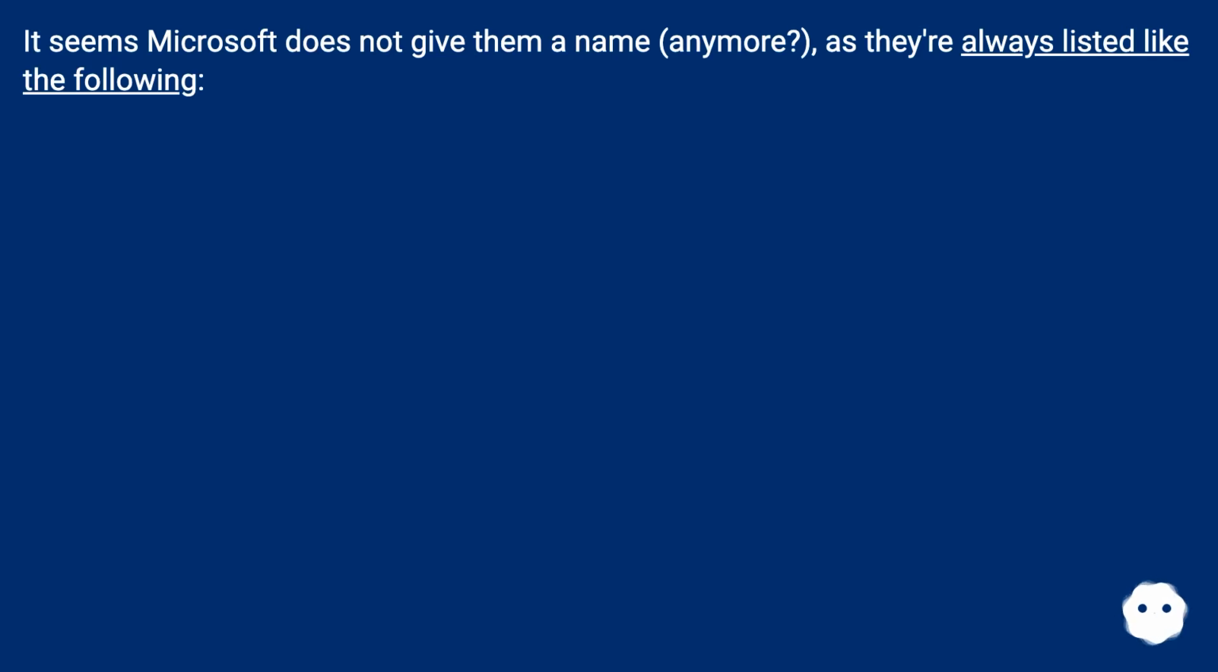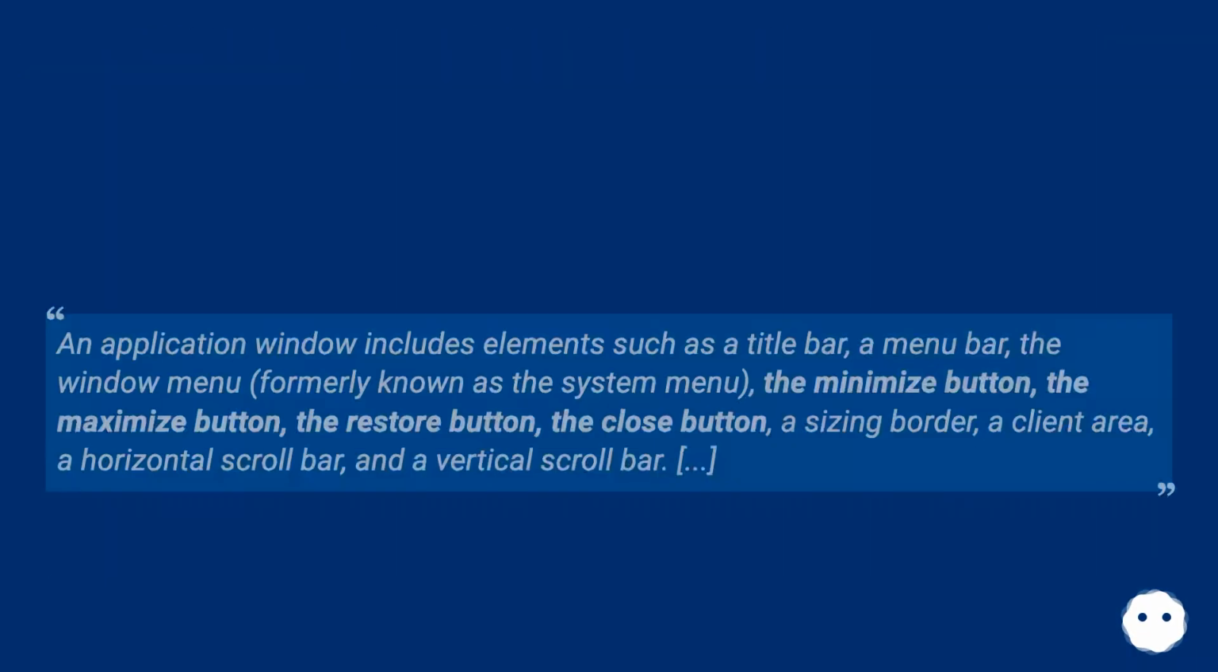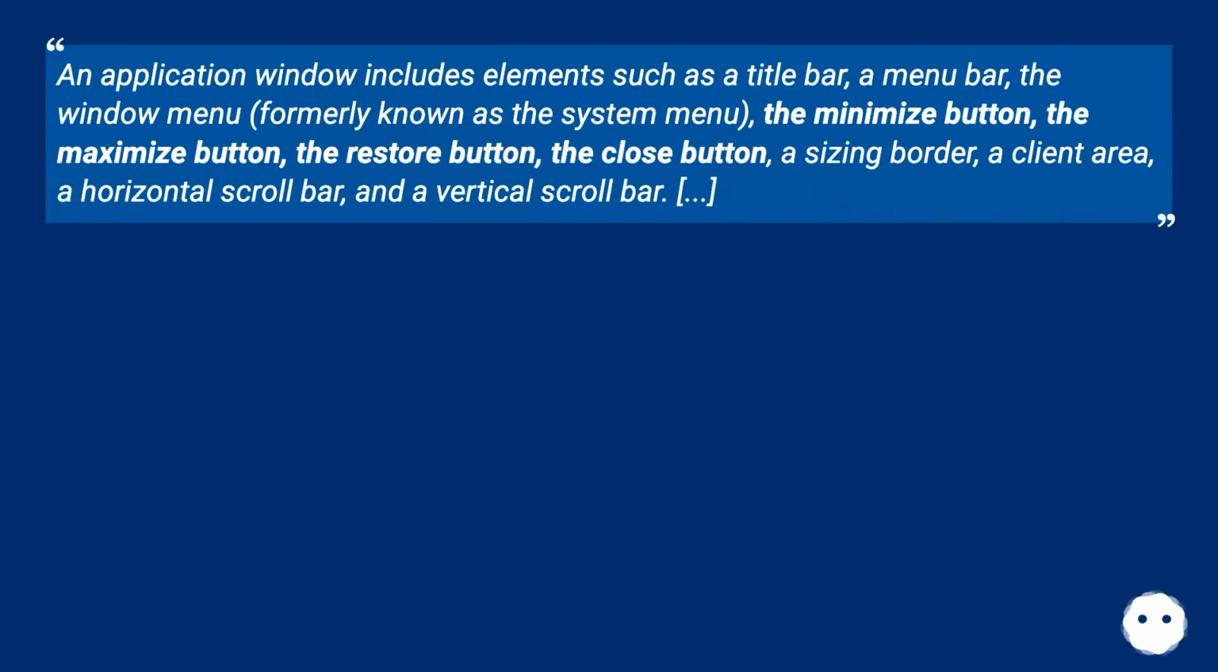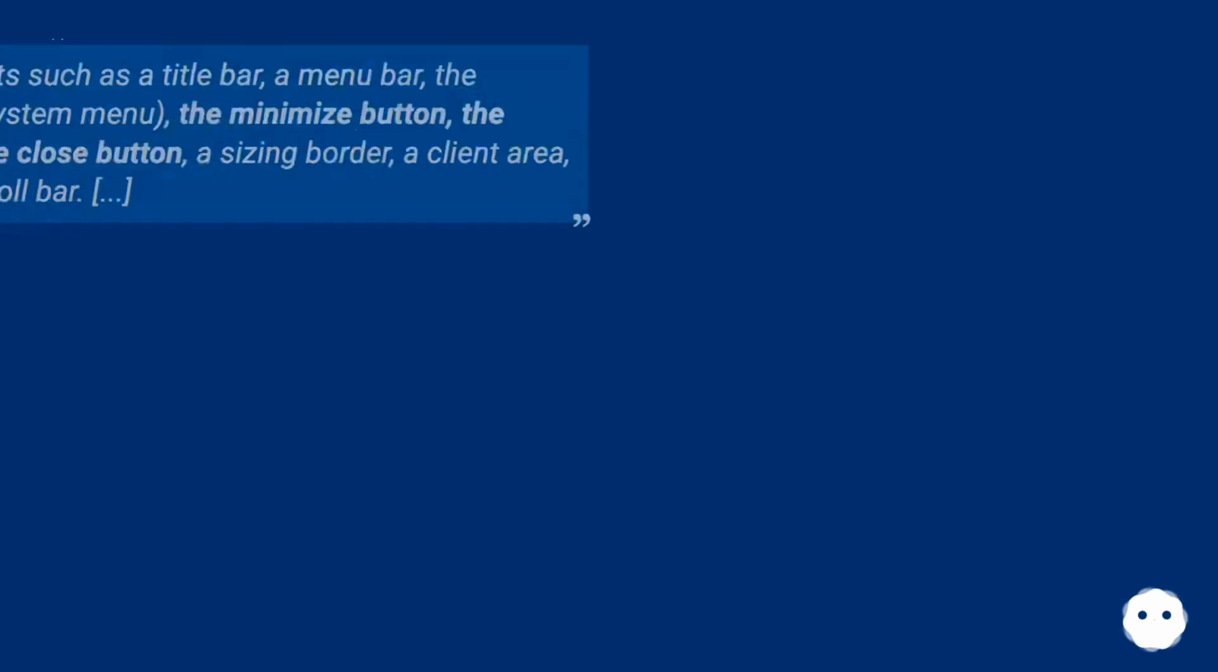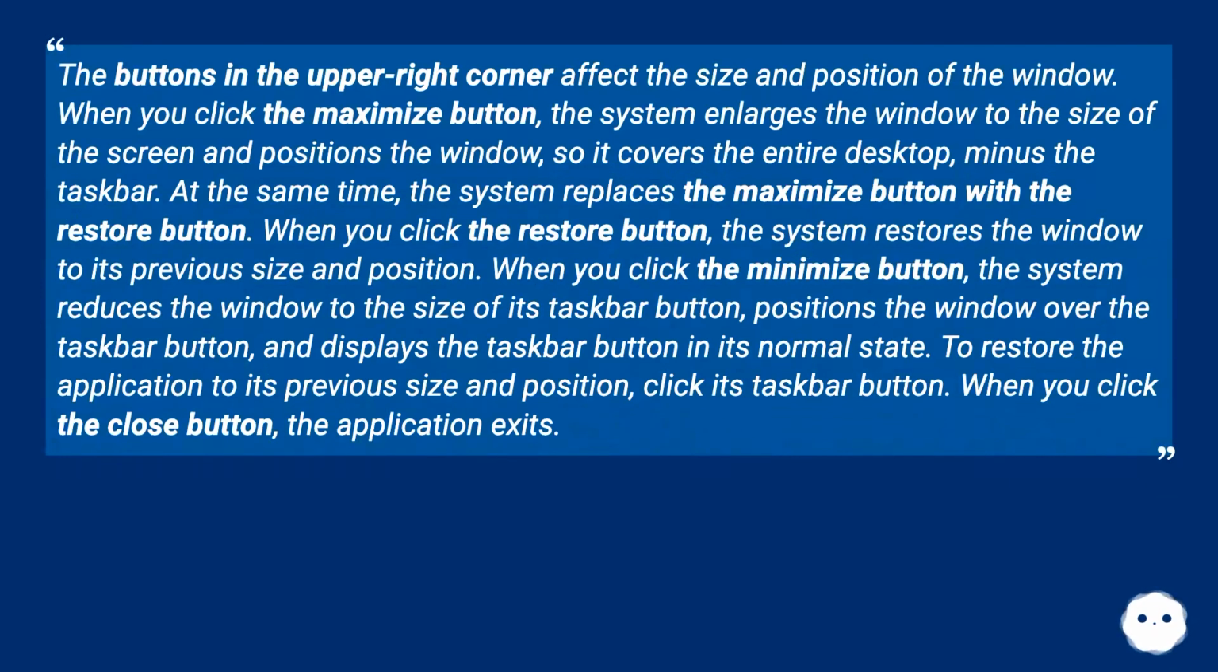It seems Microsoft does not give them a name anymore, as they're always listed like the following. An application window includes elements such as a title bar, a menu bar, the window menu, formerly known as the system menu, the minimize button, the maximize button, the restore button, the close button, a sizing border, a client area, a horizontal scroll bar, and a vertical scroll bar. The buttons in the upper right corner affect the size and position of the window.